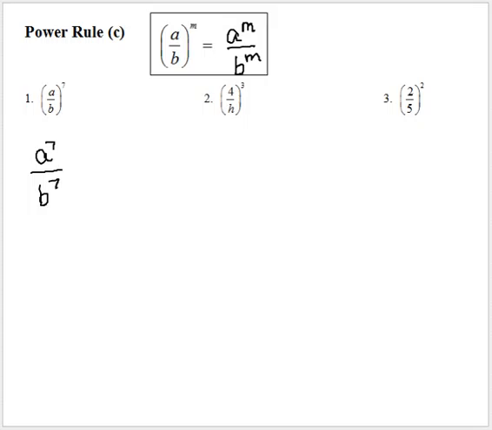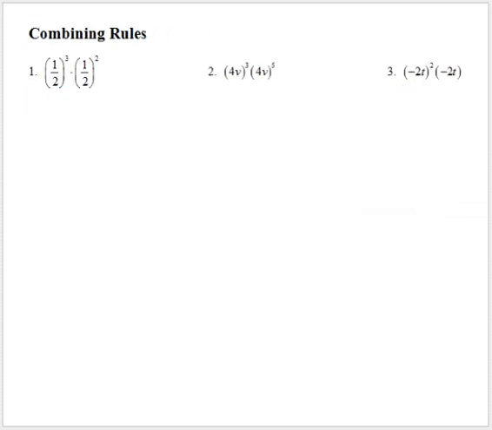How about the second one? Second one would be 4 to the power of 3 over h to the power of 3. We can expand that like we did with the other ones. And finally, the last one would be 2 to the power of 2 over 5 to the power of 2, which is equal to 4 over 25. Okay, very good. Let's move on. Combining rules. Cassandra, I'm going to give you a minute to go over these three and put a check mark next to your name when you're done.